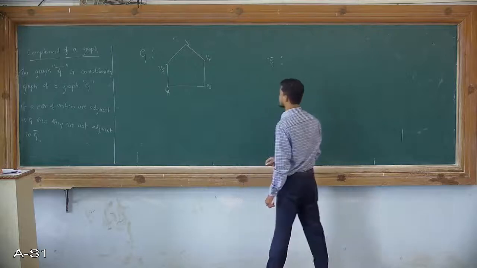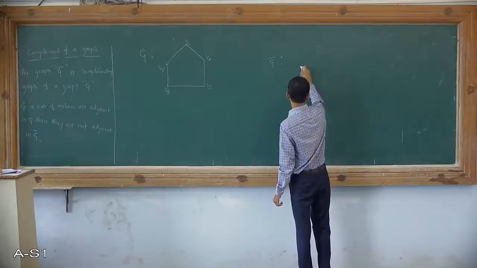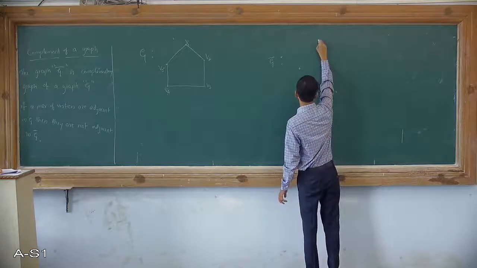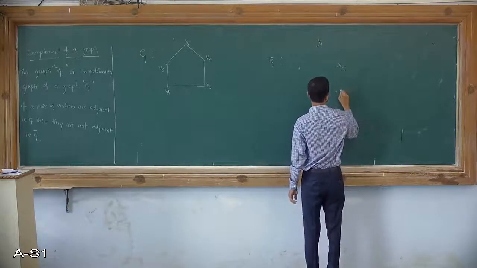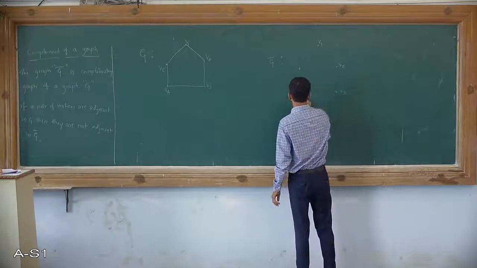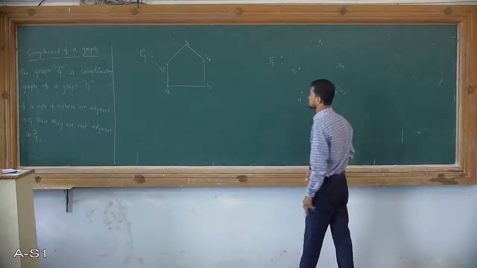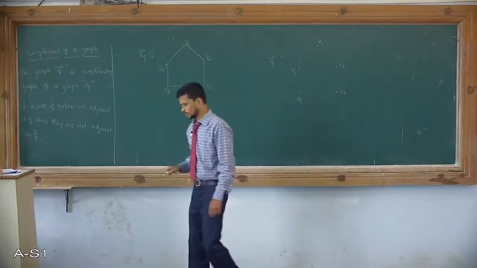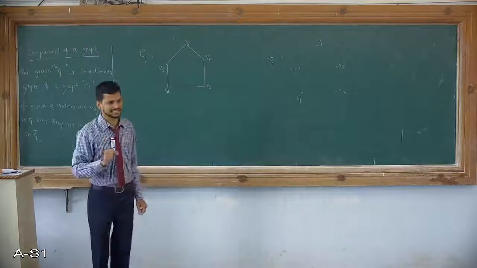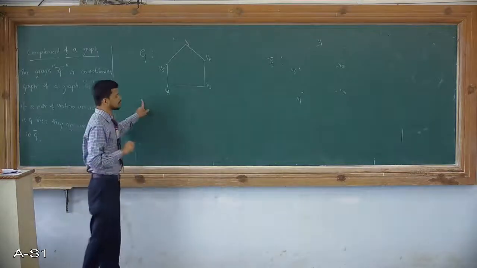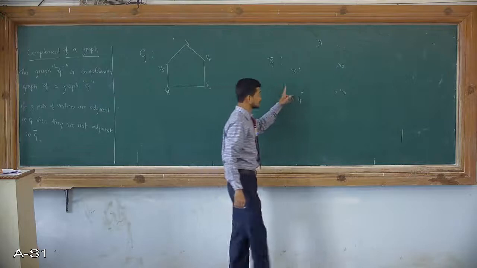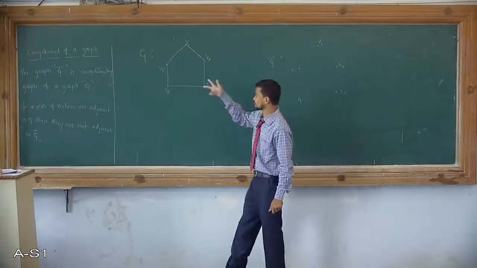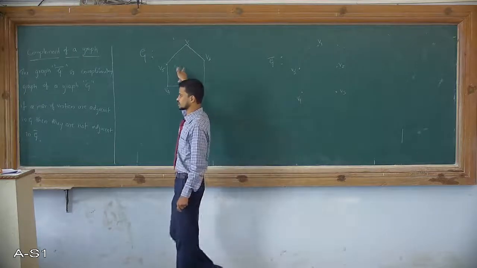So I will represent it as a G bar. First and foremost question is, is the vertex set similar here? So therefore V1, V2, V3, V4 and V5, the vertex set is similar. But according to the definition of a complementary graph, if a pair of vertices are adjacent in G, they are not adjacent in G bar.